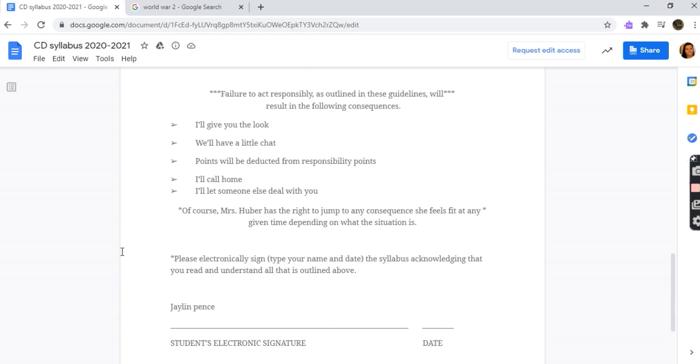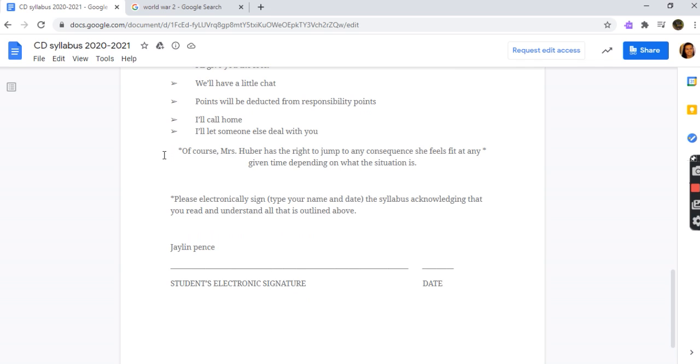I'll give you the look. We'll have a little chat. Points will be deducted from responsibility points. I'll call home. I will let somebody else deal with you. Of course, Mrs. Huber has the right to jump to any consequence she feels fit at any given time, depending on what the situation is. Please electronically type your name and date in the syllabus, acknowledging that you read and understand all that is outlined above.